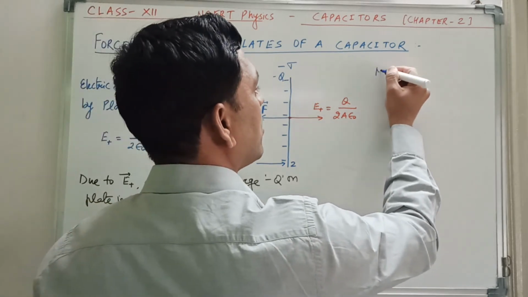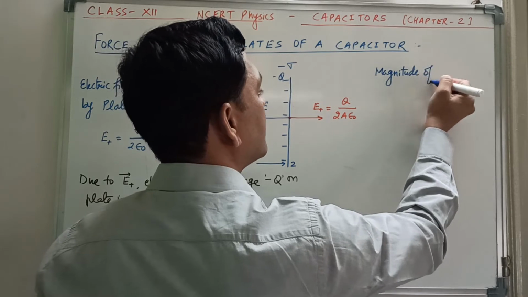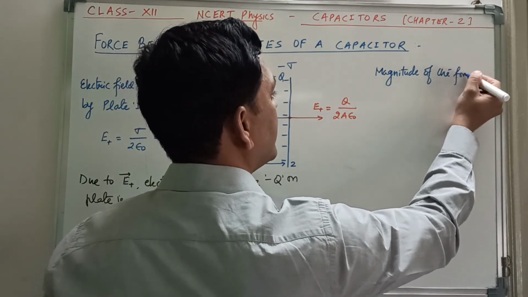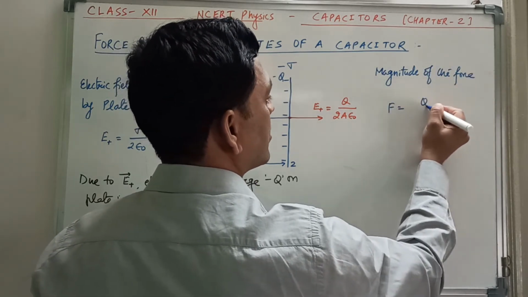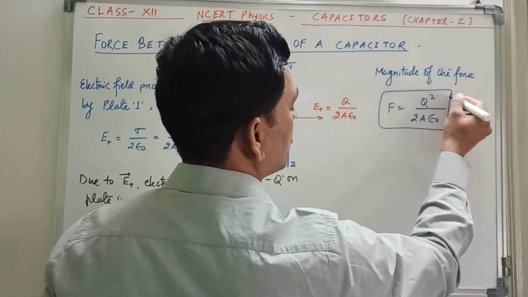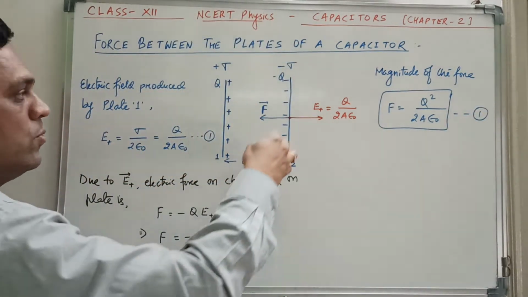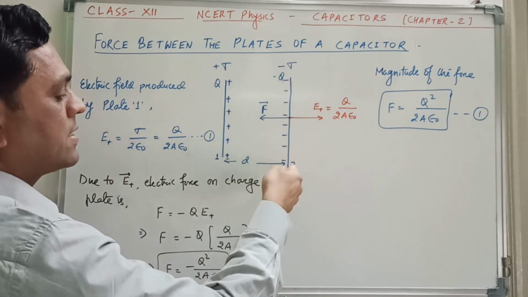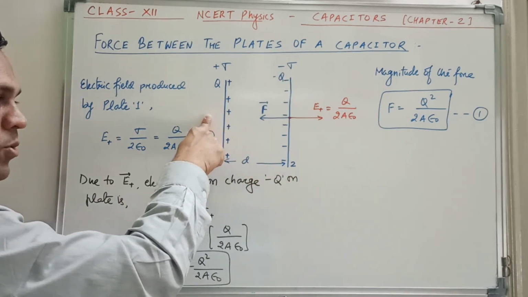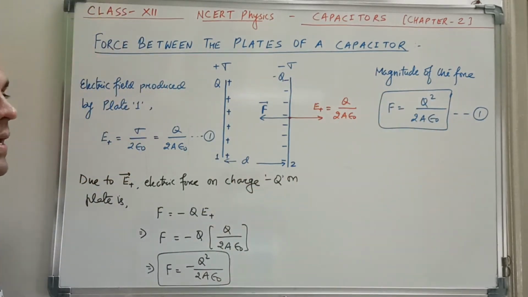So what is the magnitude of the force here? The magnitude of the force is F is equal to Q square upon 2A epsilon 0. This is the force exerted by one plate on the other plate. Similarly, we can prove that due to the negative charge, this plate will also experience a force, and this will be an attractive force, and the magnitude of this force will be given by Q square upon 2A epsilon 0. All done?